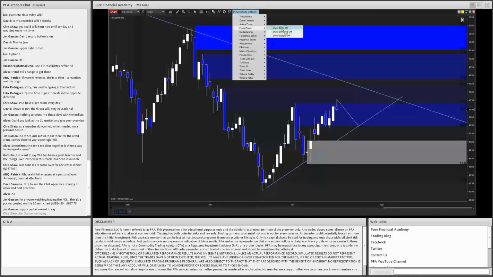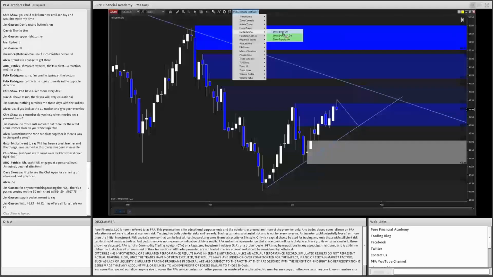The fresh zones. None of these zones are considered fresh. You can see me flickering them on and off. Nested, however. So the answer to your question is, can you get rid of them? Absolutely. It's a simple toggle right there. So if you don't want to see the zones nested in other zones, that's okay. You can just turn them off. Absolutely.